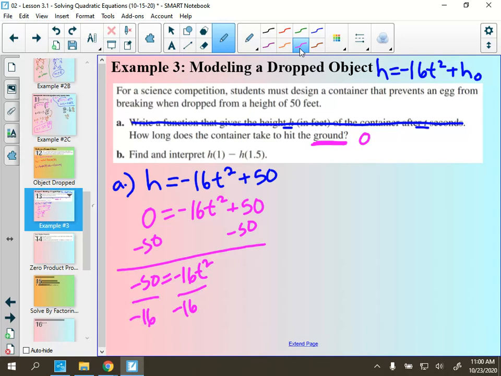Negative 16. I'm just going to come over here. That's not a terrible number. So let's save our rounding till the very end. 50 divided by 16 is 3.125 on the left side, and now we're equal to t squared. So I've gone through some of those same things we were just working on in the other examples. I'm down to t squared equals this.